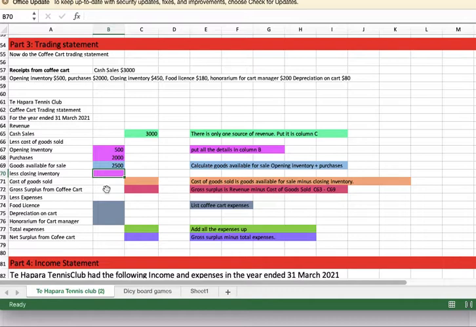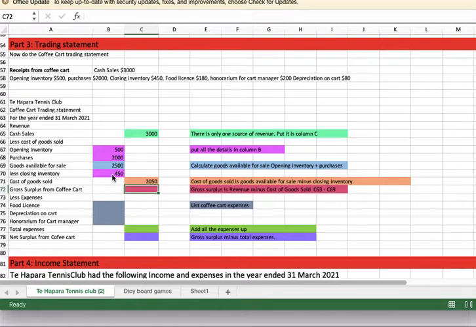But actually, they've got some stuff left on the balance day, which is the 31st of March, when we wind up the club. Well, we don't wind up the club, we just work out our money from it. Closing inventory, $450. Put that in. So how much did they actually sell? They've sold the amount they had available for sale minus the amount that they didn't sell that's still sitting in the cart. So they sold $2,050 worth of goods.